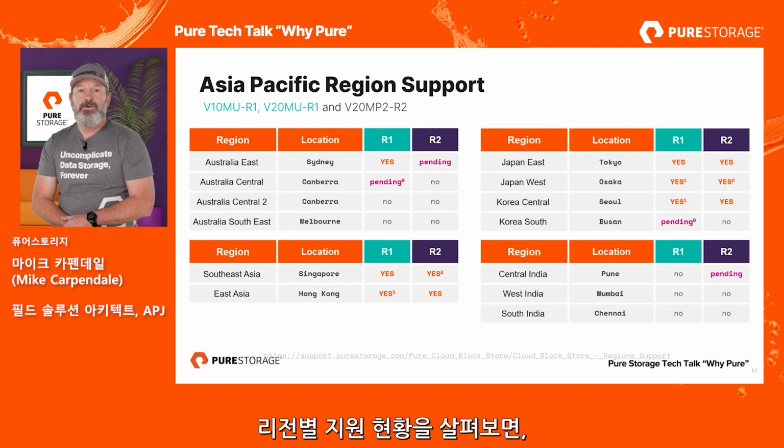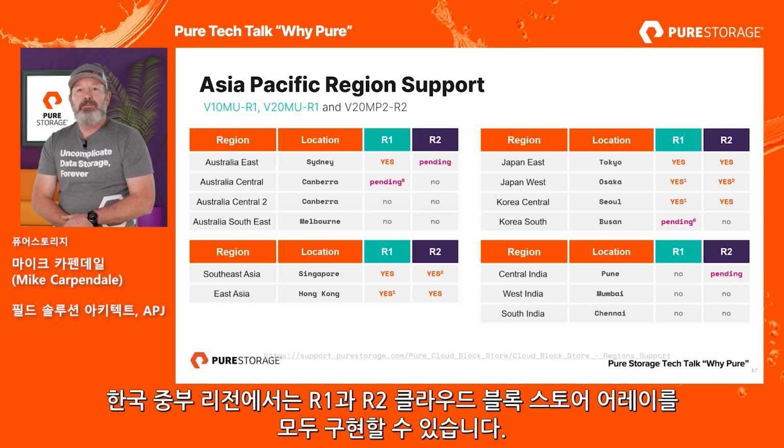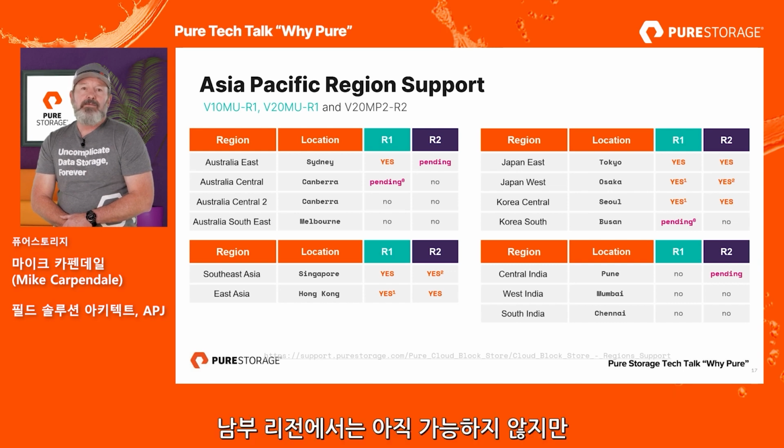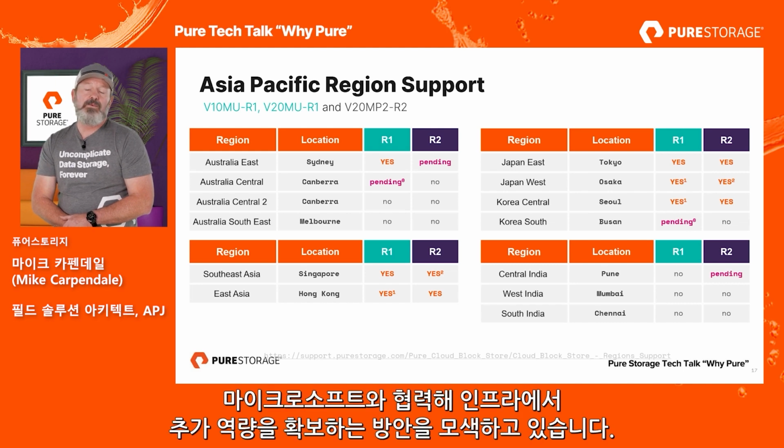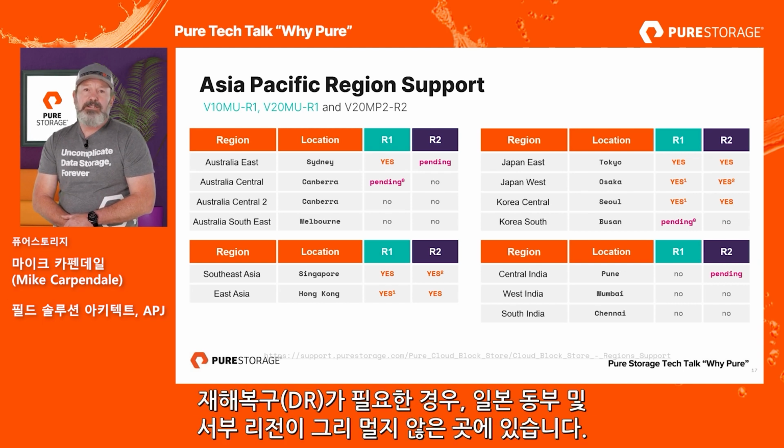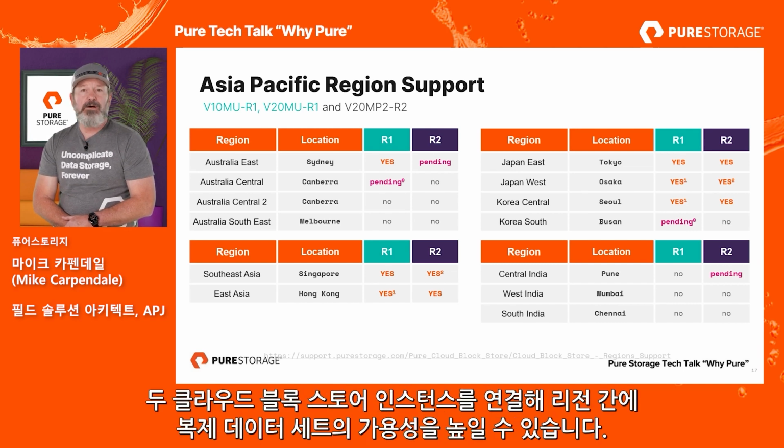From a region support perspective as well, we are able to deploy both the R1 and the R2 Cloud Block Store arrays here in the Korea Central region. We don't yet have capability in Korea South, but we're working with Microsoft on that to look at building out additional capabilities and infrastructure there. Should you need DR, the Japan East and Japan West environments aren't too far away, and you could connect the two Cloud Block Store instances and replicate the data set to become highly available across the regions.